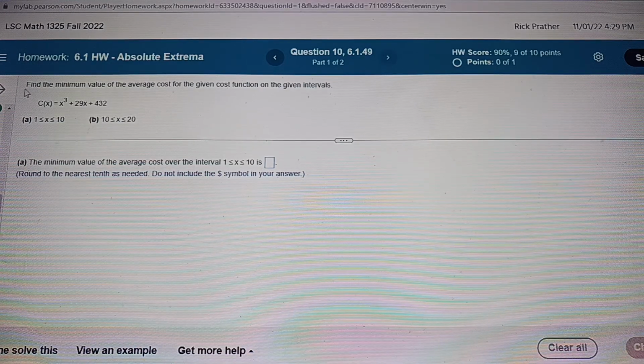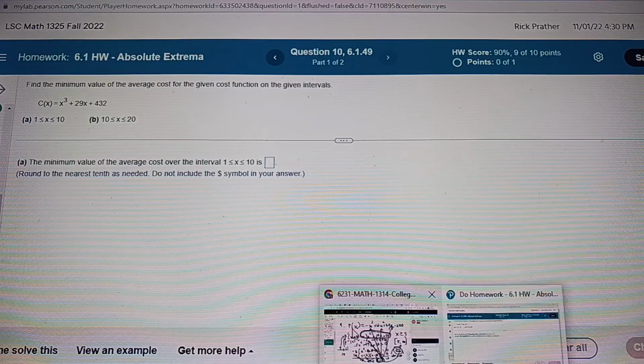Okay, final problem, find the minimum value. See, now we only care about minimum. If we're doing cost, we want to minimize our costs. But if we're doing profit, we want to maximize our profits. Find the minimum value of average cost if you're given the cost function. And there's a part A from 1 to 10, part B is from 10 to 20. Notice that they're closed intervals though. So now we're going to go back to the extreme value theorem because I have closed intervals.